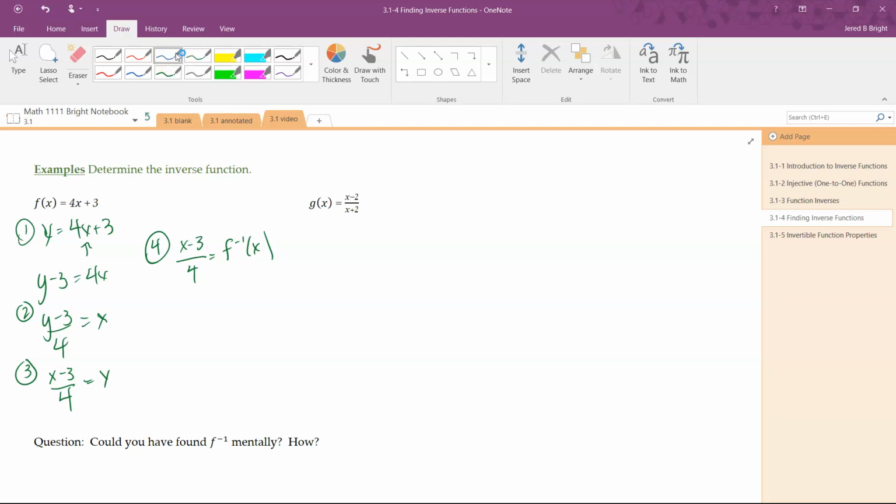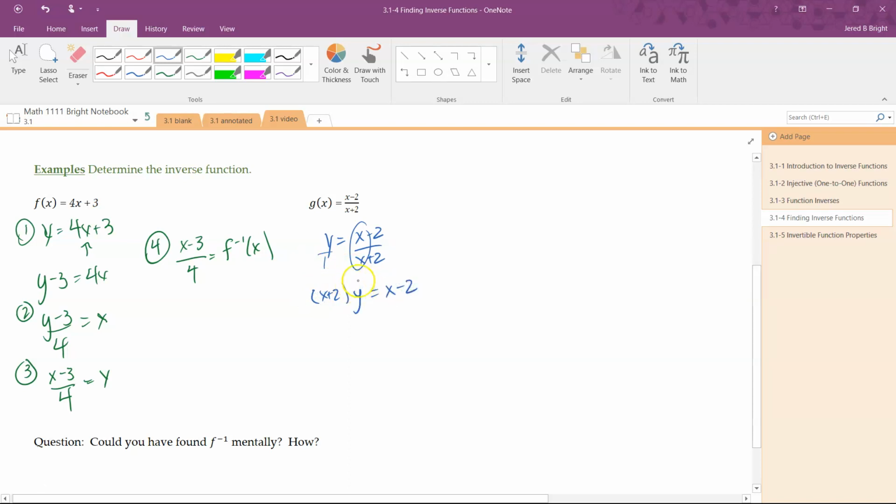So we're going to follow the same procedure. y equals x minus 2 over x plus 2. Now, how in the world do you isolate x? You have two of them. Well, let's do some algebra. So cross multiply, or multiply by the denominator. So you have x plus 2 times y is equal to x minus 2.